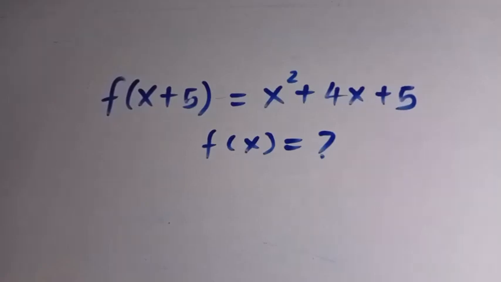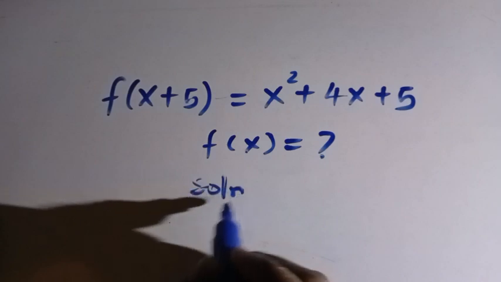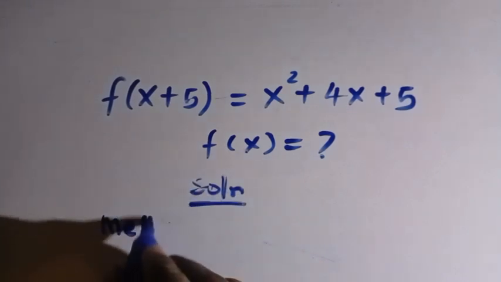How to solve these nice functional equations for f of x. What we are given is f of x plus 5 equals x squared plus 4x plus 5. So let's see how we can solve this using two different methods. So the first thing is we consider the solution from here, and I consider this as method 1.